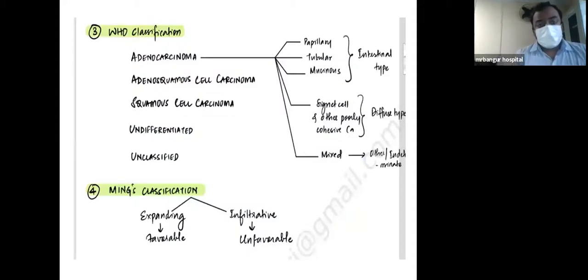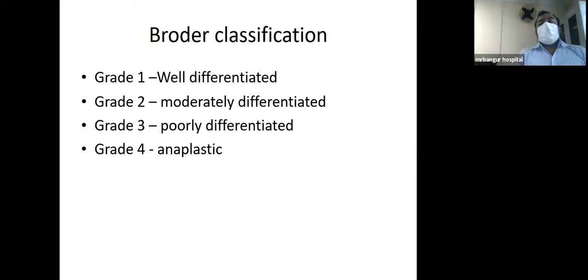and decreased E-cadherin gene plays a vital role in that case. Now, coming to the other classifications, the WHO classification, where we will find adenocarcinoma, adenosquamous cell carcinoma, squamous cell carcinoma, namely all these. And Ming's classification divides the carcinoma stomach into two groups, expanding and infiltrative, where the infiltrative one is the most unfavorable one.